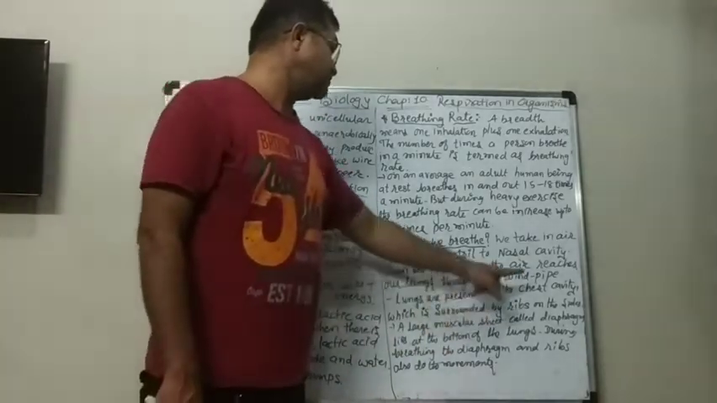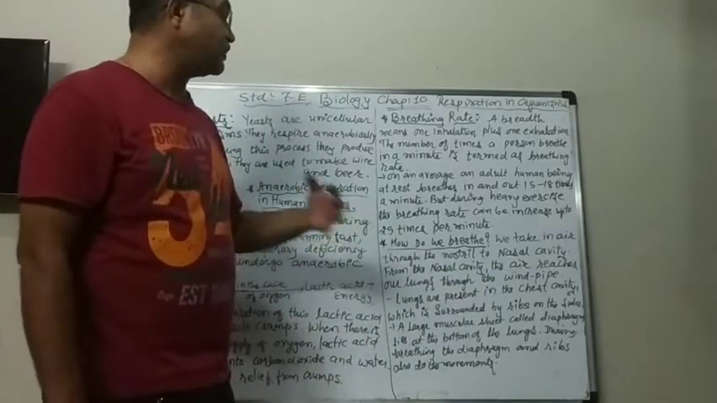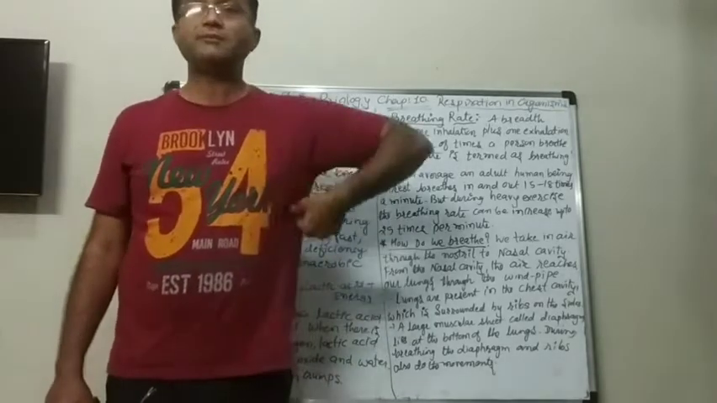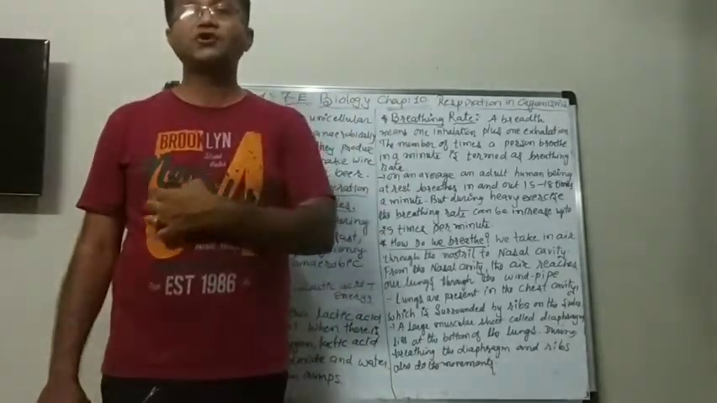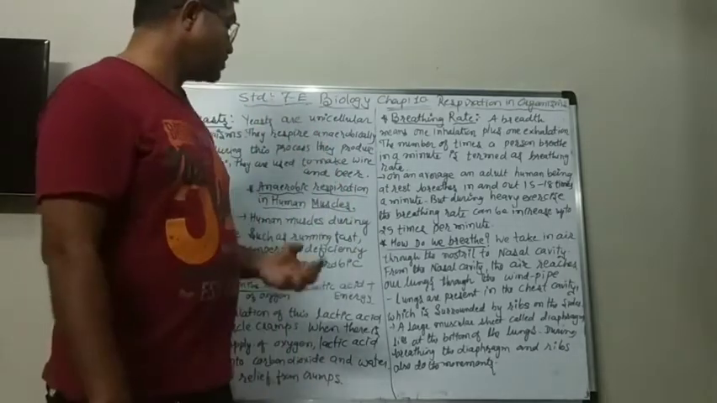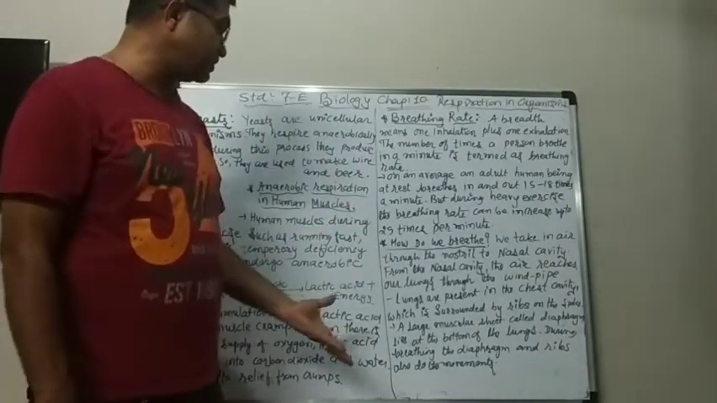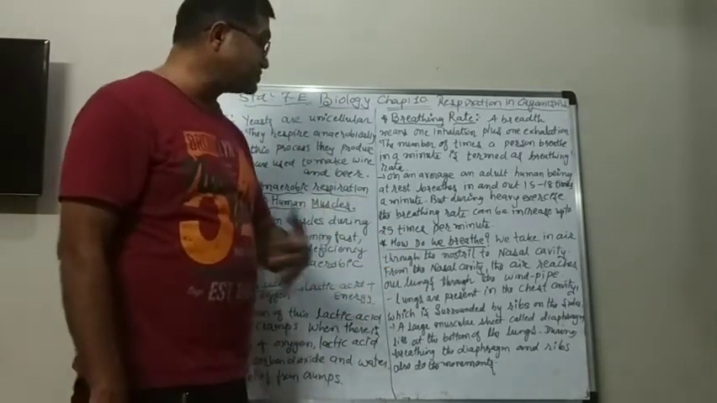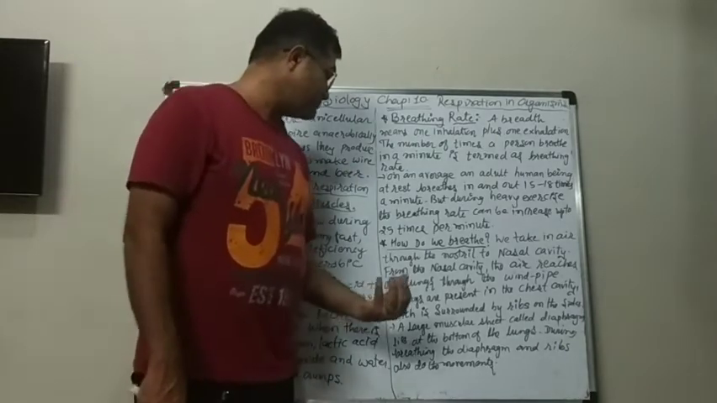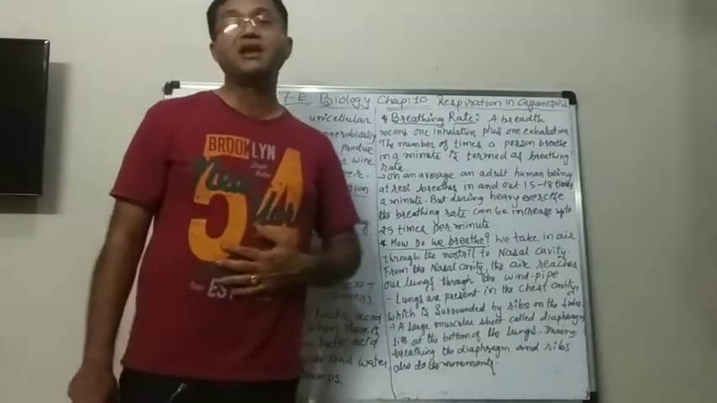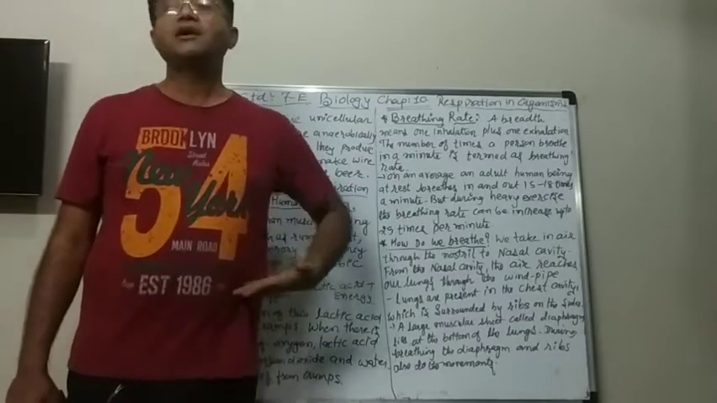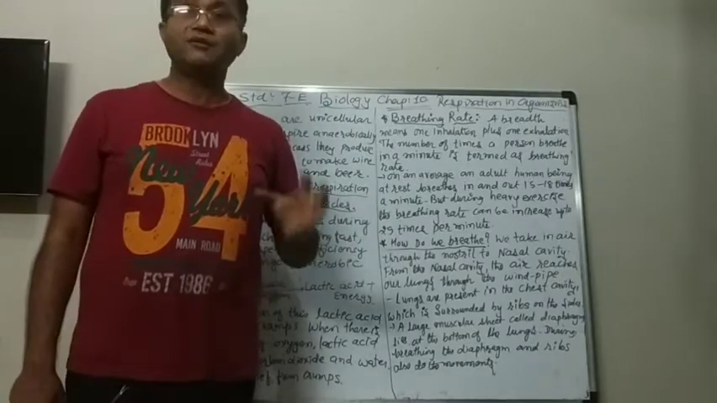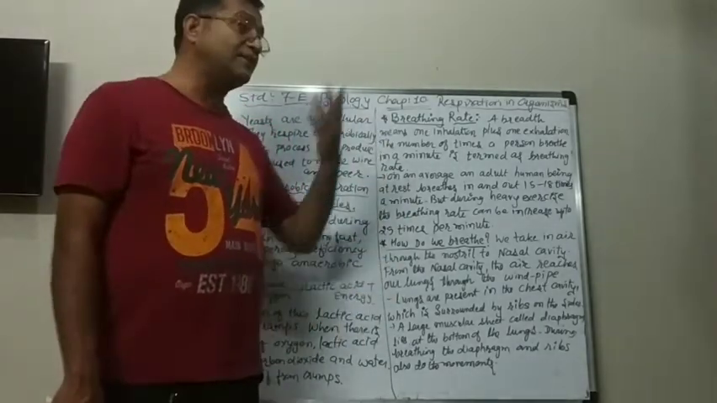Lungs are present in the chest cavity, which is surrounded by ribs on the sides. If you press here, you will find some ribs, and those are the ribs which protect our lungs. A large muscular sheet called the diaphragm lies at the bottom of the lungs. So below the lungs, there is a muscular sheet known as the diaphragm, and the work of the diaphragm and the ribs we will learn in the next video.